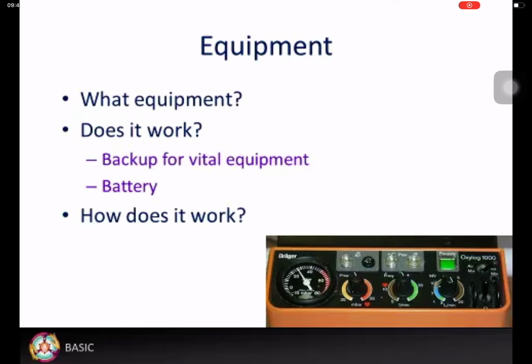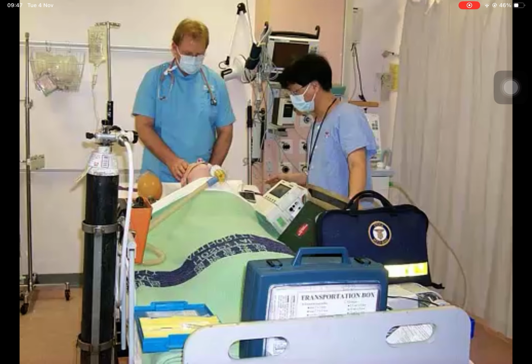Consider what equipment you will need. This should be checked against your unit's checklist. Check that the equipment works, that you have backup for vital equipment, and the battery will last for the journey with additional time in reserve in case of unanticipated delays. And make sure you know how it works. In essence, what you're aiming for in terms of equipment is a mini mobile ICU.